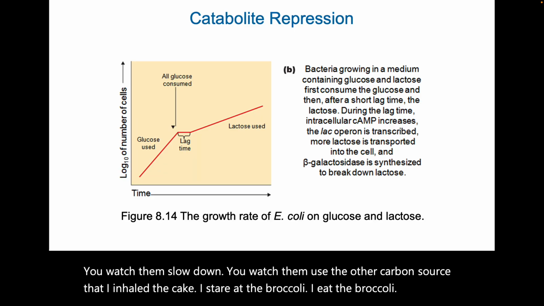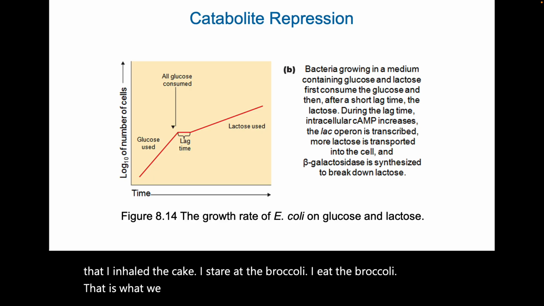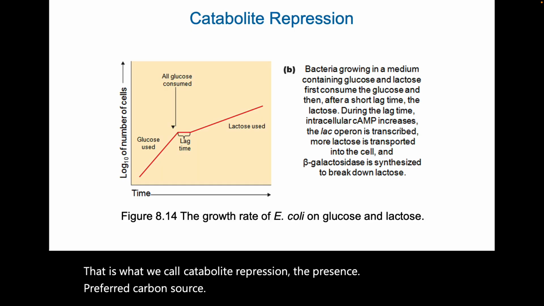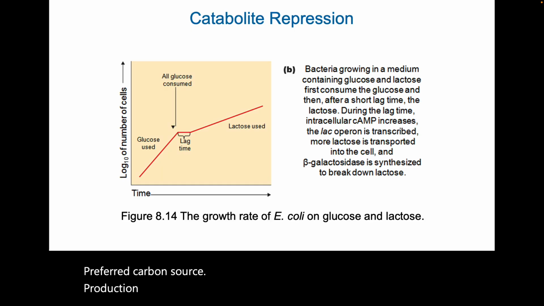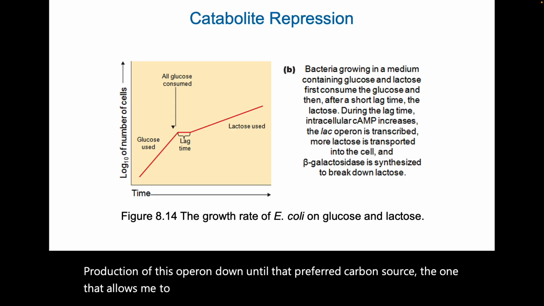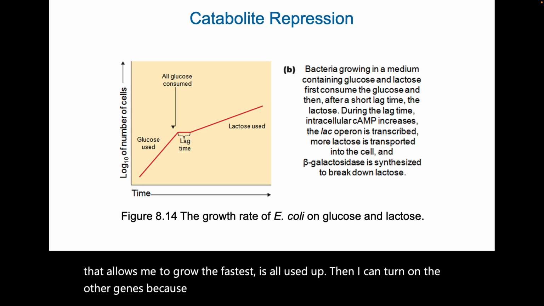That is what we call catabolite repression: the presence of one preferred carbon source keeps production of this operon down until that preferred carbon source, the one that allows me to grow the fastest, is all used up. Then I can turn on the other genes because I don't want to die. It's just not my favorite.